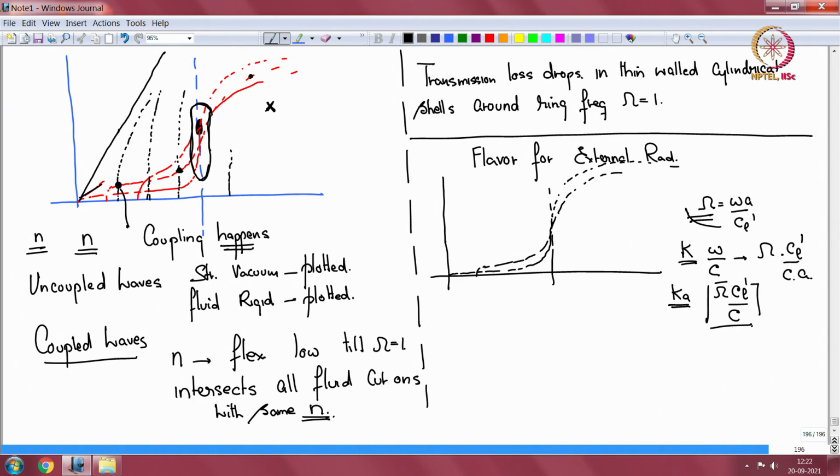Okay. So based on the relative values of Cl dash, the longitudinal speed in the material, and the speed of sound in the fluid, the acoustic wave number line could lie here or it could lie here. Could lie here like this. Okay. So in terms of external radiation, it is scenario 1. Okay. Scenario 1 is that the waves cut on supersonic, right. Why? Because Kz happens to be below k.